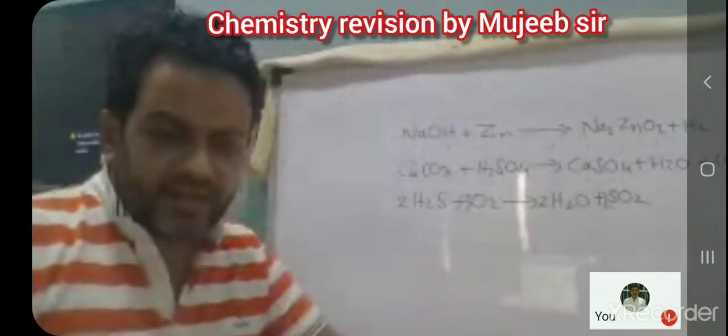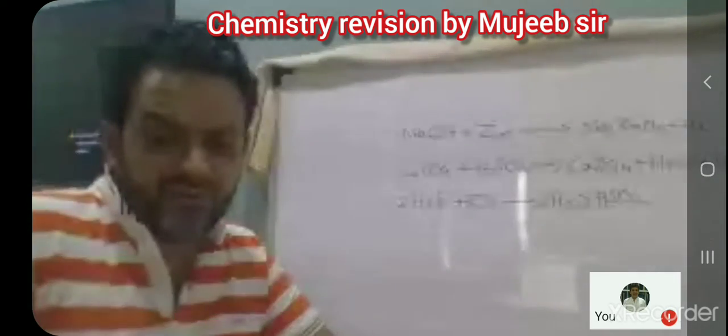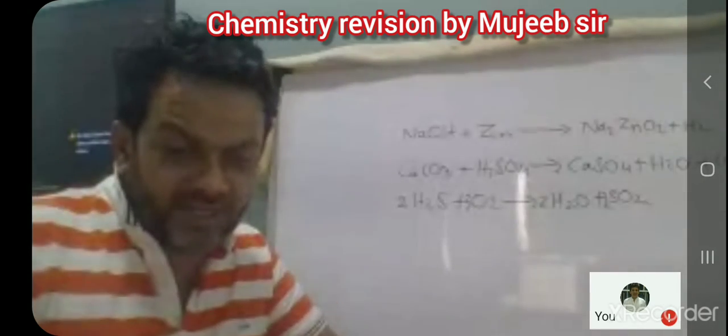Okay, then next one. What is that? Barium chloride reacts with zinc sulfate. Okay, then to give zinc chloride and barium sulfate. Can anybody identify which kind of reaction it is? Barium chloride, BaCl2 plus ZnSO4.